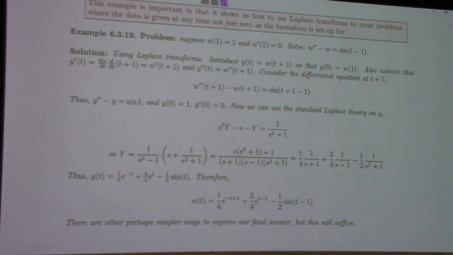Everything is set up for initial conditions at 0 in the method of Laplace transforms, right? But that doesn't mean you can't use Laplace transforms for other initial conditions. You just have to run it through this substitution, right? So basically, you solve the problem in not the thing you're interested in, but in the thing you're interested in plus whatever you shift like this, and then solve the shifted problem, and then shift back at the end.